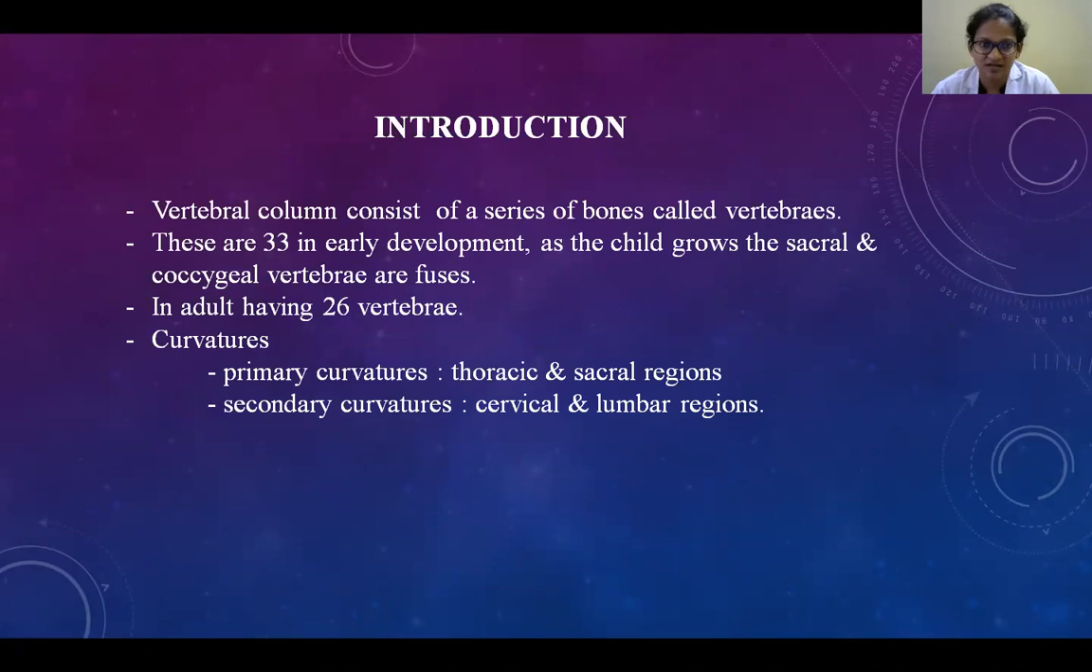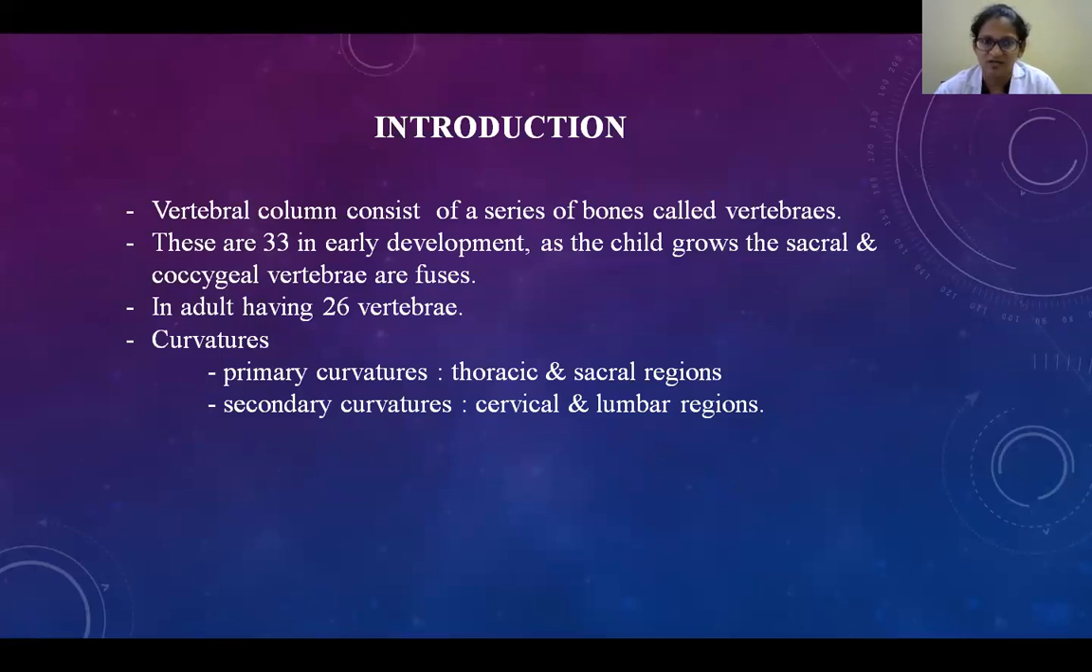Next, coming to the introduction. Vertebra. First, what is the type of the vertebra? It is an irregular bone. It is an irregular bone present in the vertebral column. The vertebral column consists of a number of bones called vertebrae.